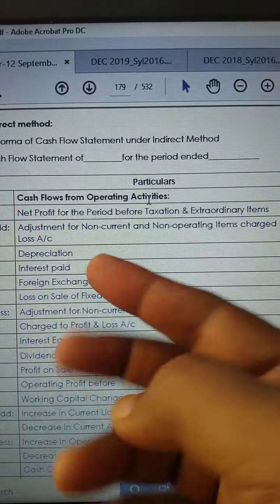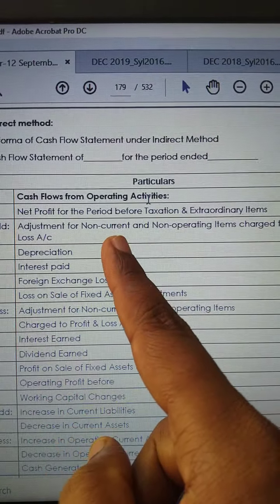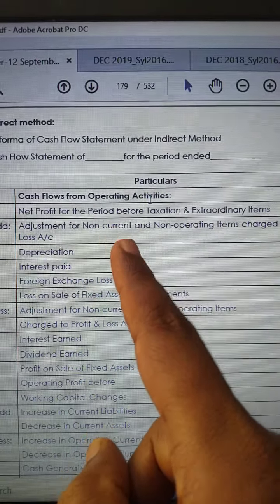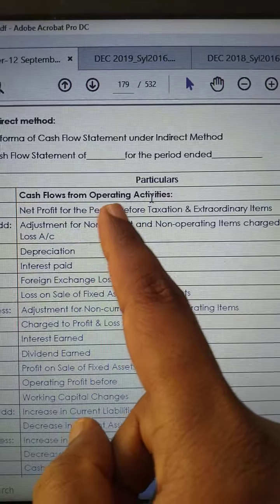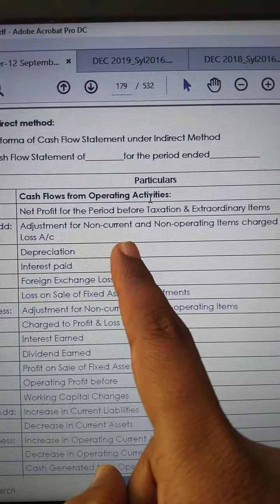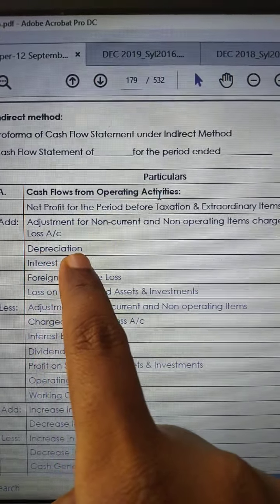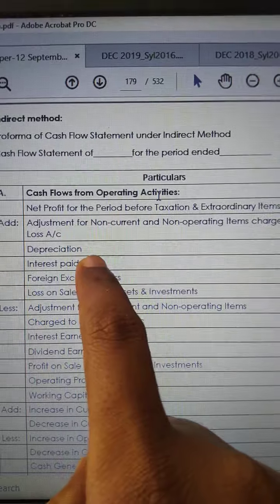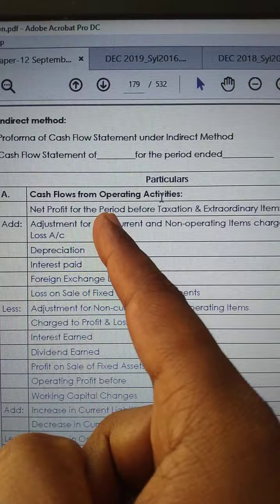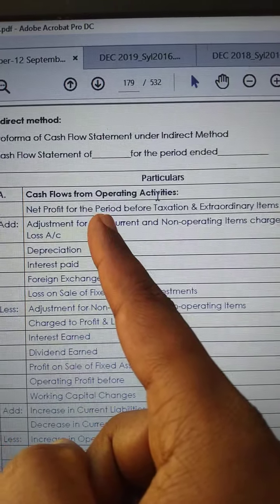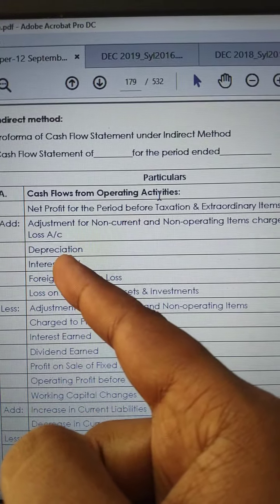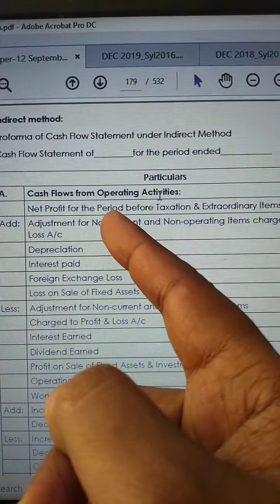Another item is non-cash item. Why am I eliminating non-cash items? Because I am going to identify cash generated during the year, how much cash I generated from my operating activity during the year. Depreciation is an operating expense, but it is a non-cash expense, so I am adding it. Why? Because it is already deducted from my net profit in my P&L account, and I have not spent any cash. So I am adding, and my profit will increase.